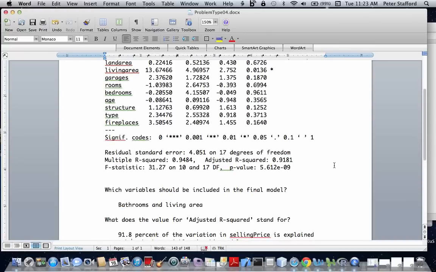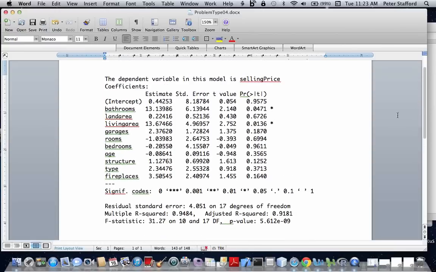Bathrooms and living area, and you get that from the ones that are starred off. These are starred off, and the p-values associated with these two variables are less than 0.05. So there are two different ways to choose those. One is very simply with the star, and then secondly with the p-value. And the smaller the p-value, the more important overall to the model the variable is. So the star indicates its importance, but the p-value itself, the smaller it is, the more important it is overall to the model. All right.